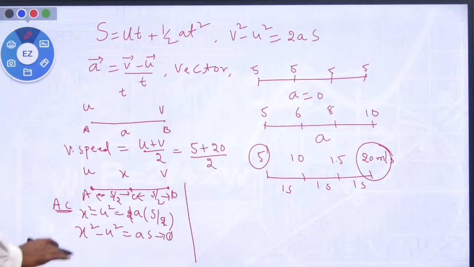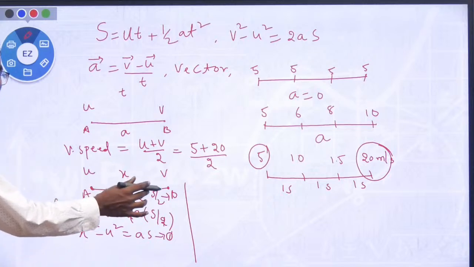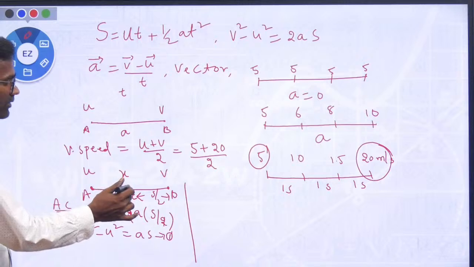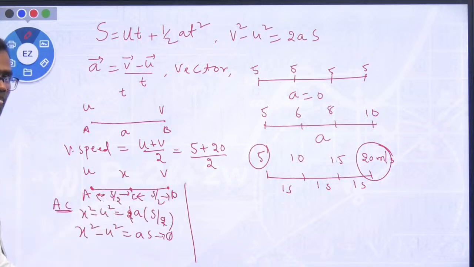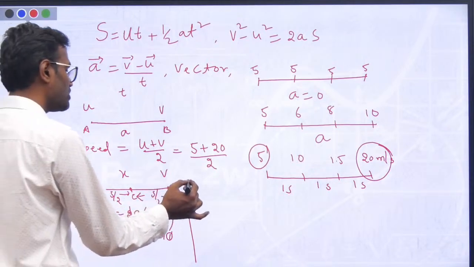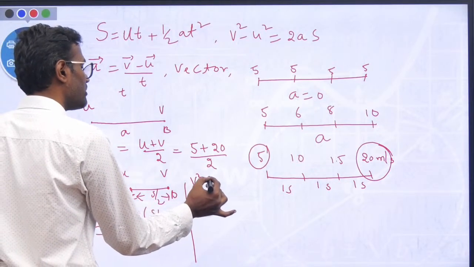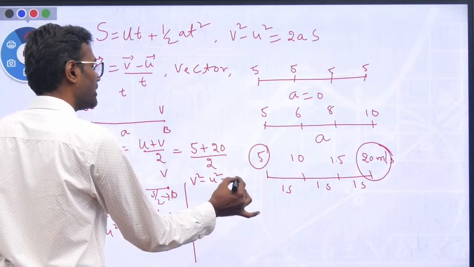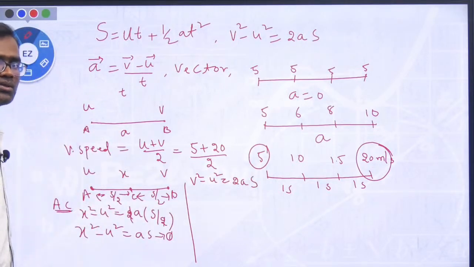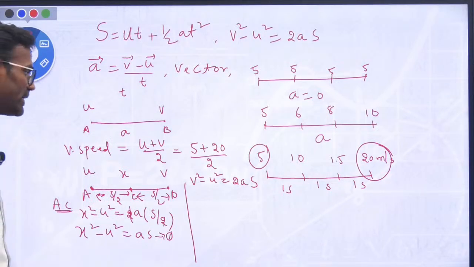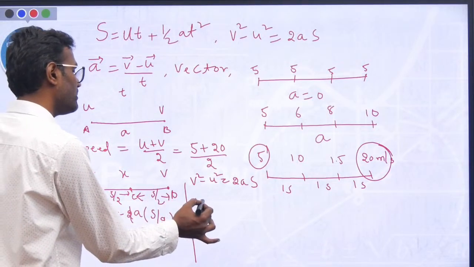Okay. So now apply the same thing for the second half. What is the second half? Another s by 2 distance, from C to B. Here also use the same formula, because the time is not known. When time is not known, use this formula: v square minus u square is equal to 2as. So what is v? V only.